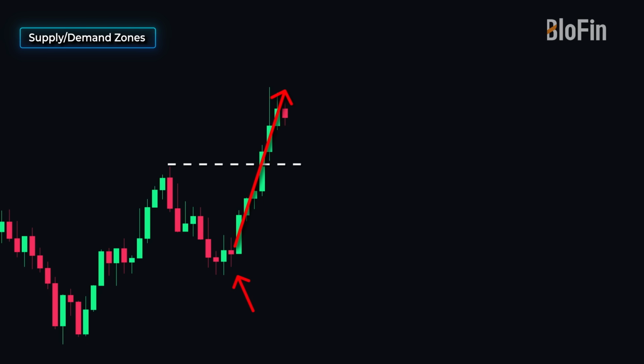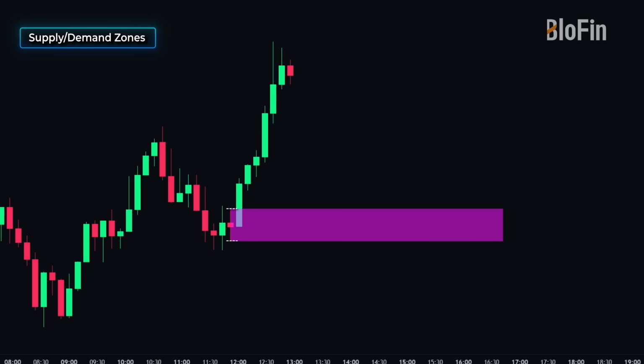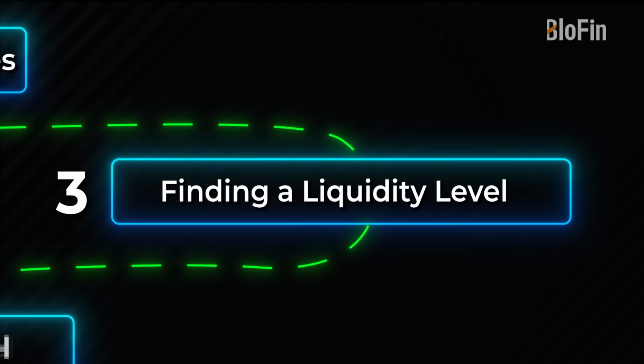In this case, price began its sharp move upwards at this point. To mark the demand zone, highlight the last candle right before that sharp move. Use the rectangle tool to draw a zone from the candle's low to its high. This marked area becomes our demand zone. Now that we've identified a demand zone, we move on to step 3, which is finding a liquidity level.